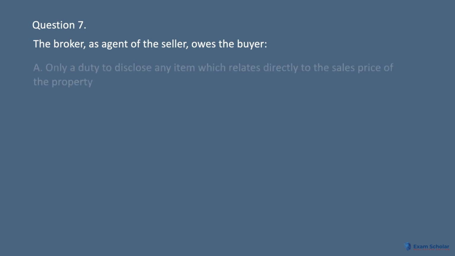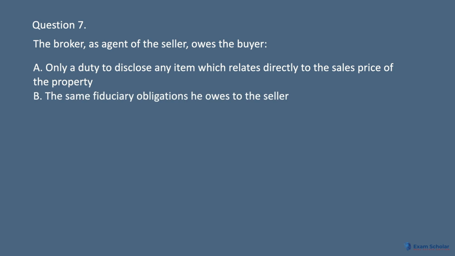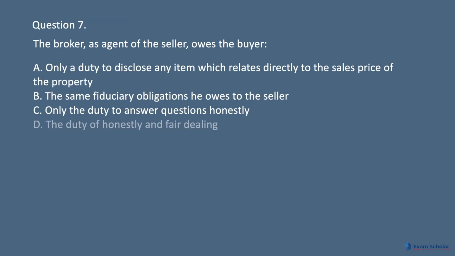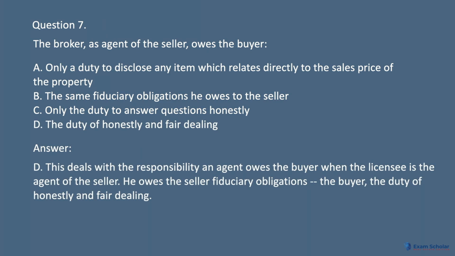Question 7. The broker, as agent of the seller, owes the buyer A. Only a duty to disclose any item which relates directly to the sales price of the property. B. The same fiduciary obligations he owes to the seller. C. Only the duty to answer questions honestly. D. The duty of honesty and fair dealing. Answer. D. This deals with the responsibility an agent owes the buyer when the licensee is the agent of the seller. He owes the seller fiduciary obligations, the buyer, the duty of honesty and fair dealing.